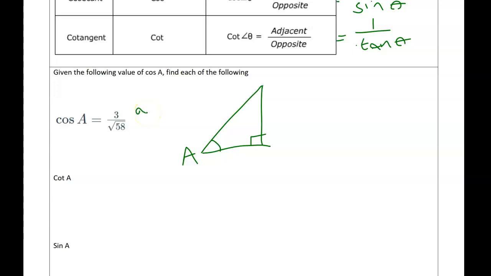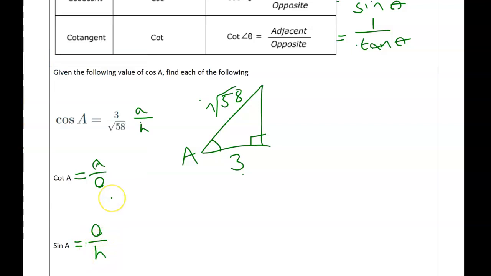So cosine is adjacent over hypotenuse, SOHCAHTOA, right? So that means my adjacent side next to A is 3, and my hypotenuse is the square root of 58. Or it could be 6 down here and 2 times the square root of 58. We don't actually know if these are the exact values, but we can assume that they exist in this ratio. And then looking at what we're finding, cotangent of A is reciprocal of tangent, so that means it's adjacent over opposite. And then sine, of course, is opposite over hypotenuse.